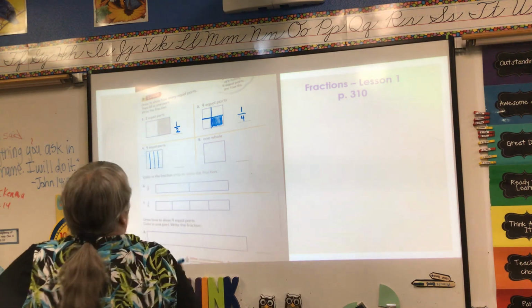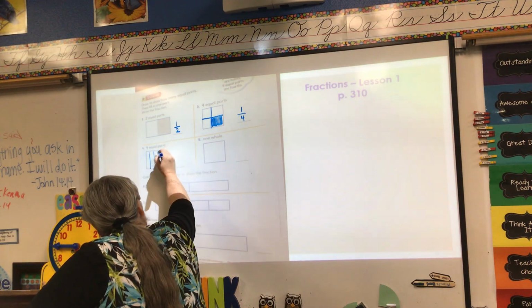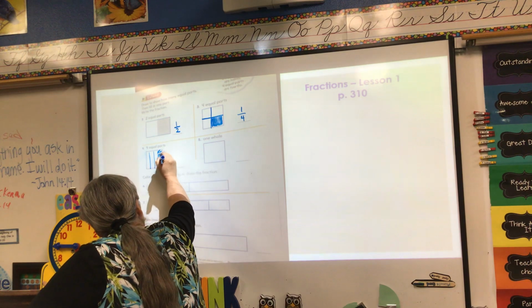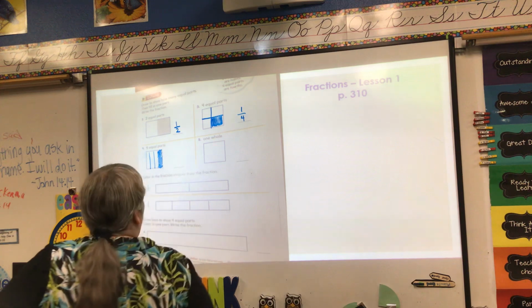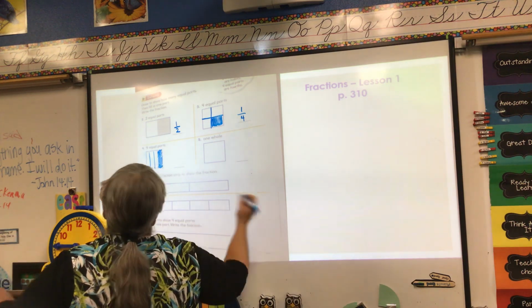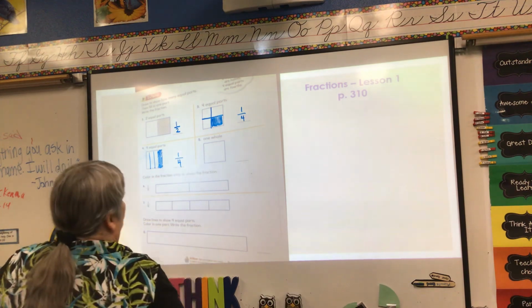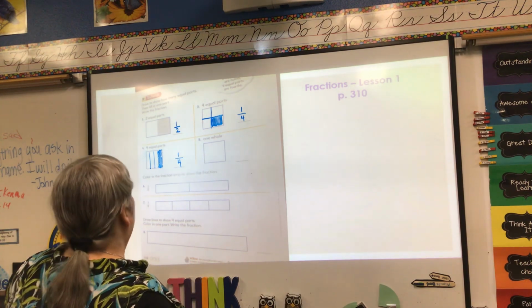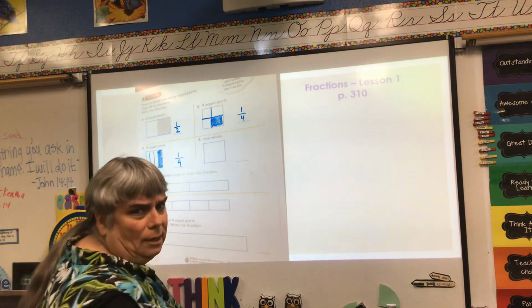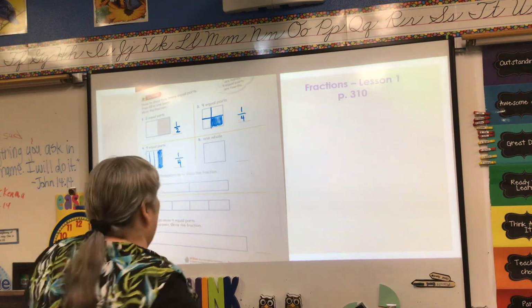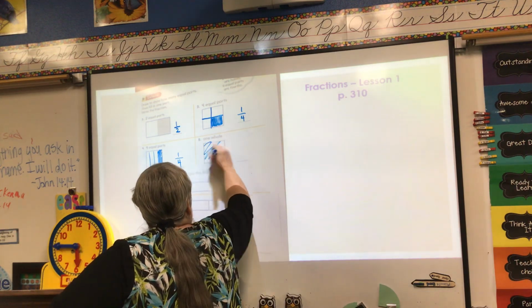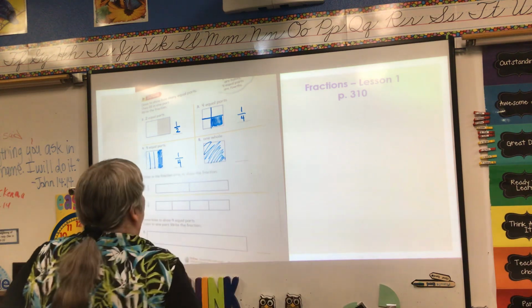I can make it like zebra stripes. There we go. There you go. And so that's also 1/4. So the good thing is that we do know you can make fourths lots of different ways, and it's still going to be 1/4. And then 1/2, I'm not going to even break that up at all, because that's 1/2. So I'm just going to color the whole thing, because that's 1/2.